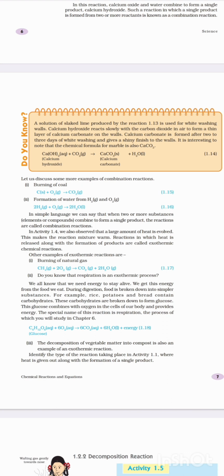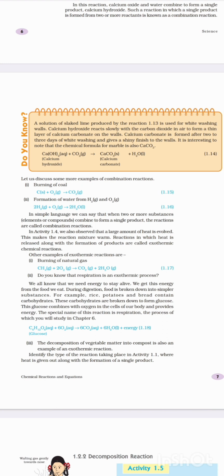So in this, energy is required in order to break these carbohydrate molecules into glucose. This reaction: C6H12O6 is the chemical formula for glucose. When it combines with oxygen present in the cells of our body, it gives carbon dioxide and water. This carbon dioxide is exhaled through the nostrils.